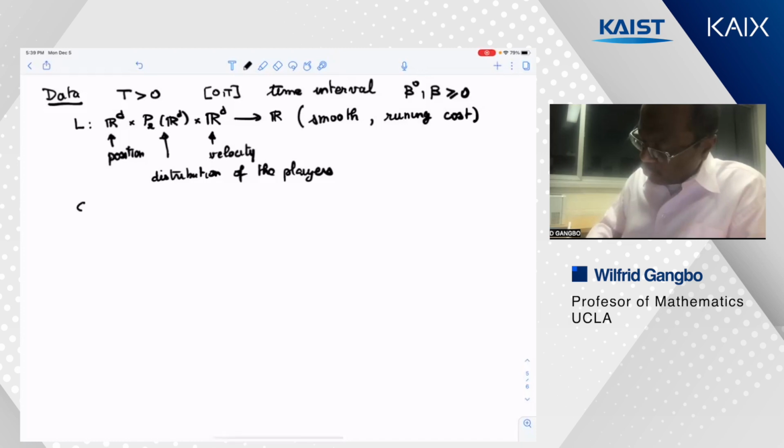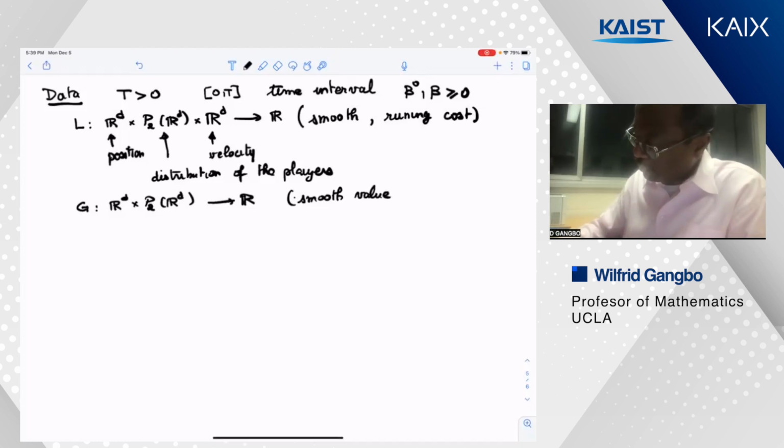So I will also assume that I am given a function g from R^d cross the set of probability measures on R^d into R. This is a smooth value function, which represents the terminal value of the game.